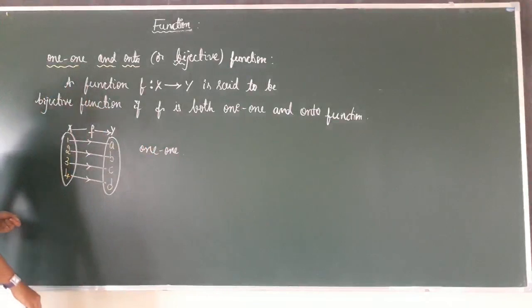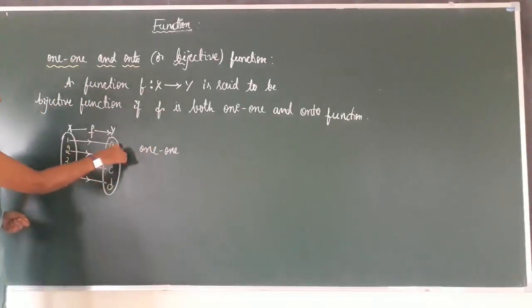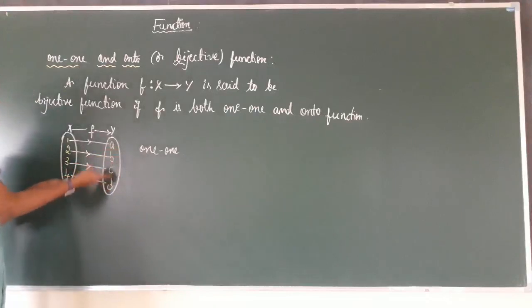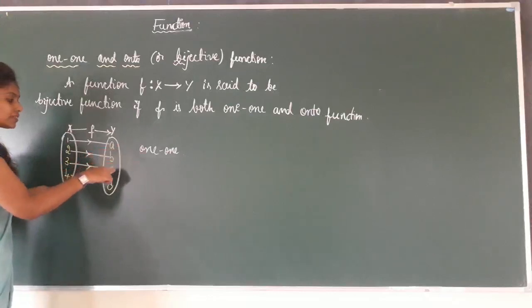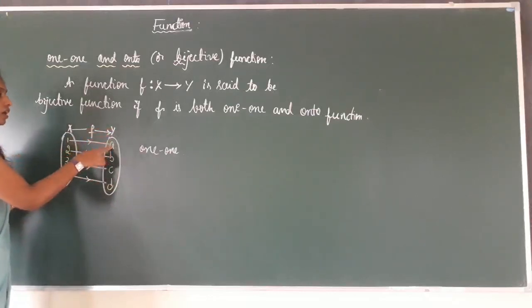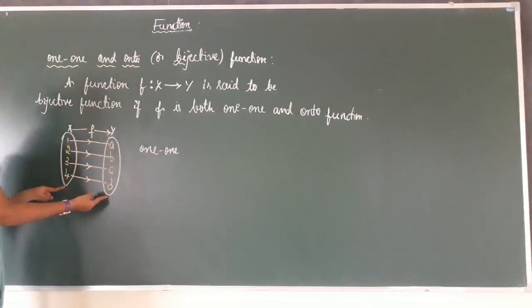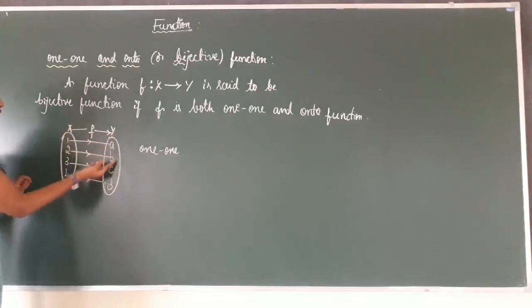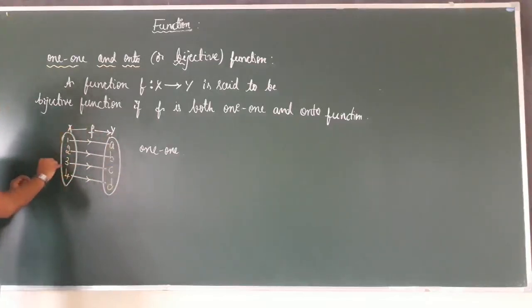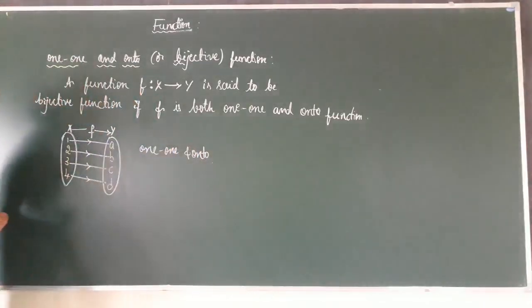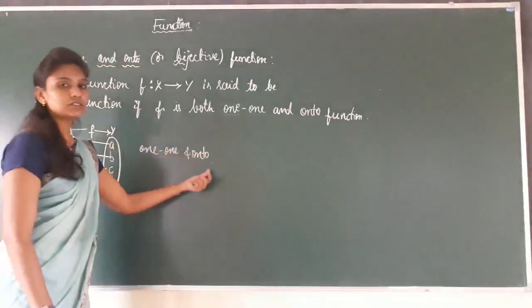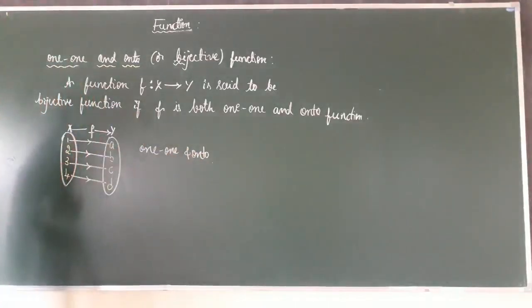Also, what is onto? Every element of the set Y is the image of some element of set X. a, b, c, d are the elements of Y, and they also have pre-images. a has the pre-image 1, b has the pre-image 2, c has the pre-image 3, d has the pre-image 4. That's why this is onto. If a function satisfies both one-one and onto, then it is a bijective function.